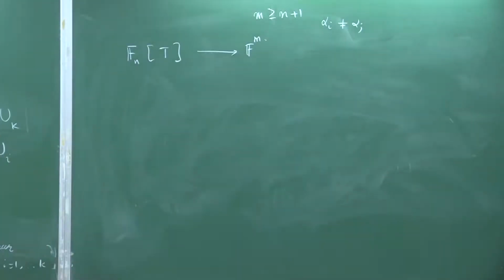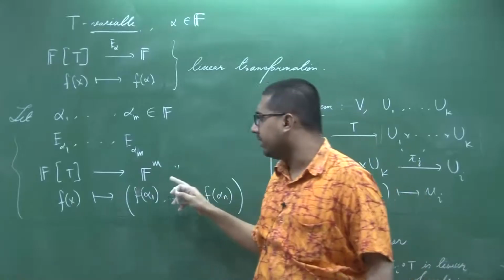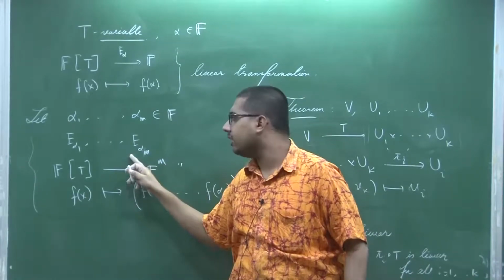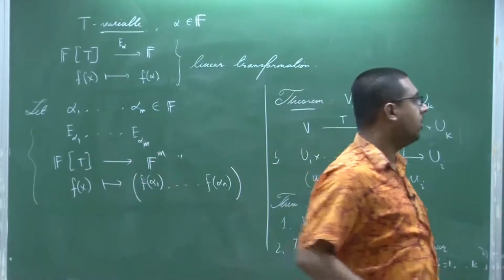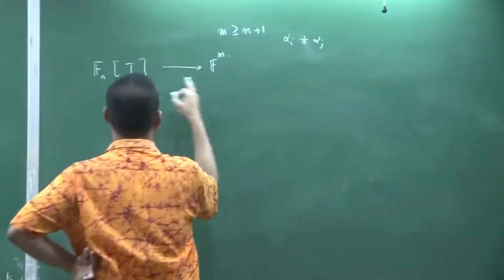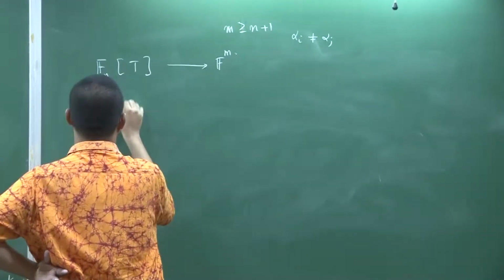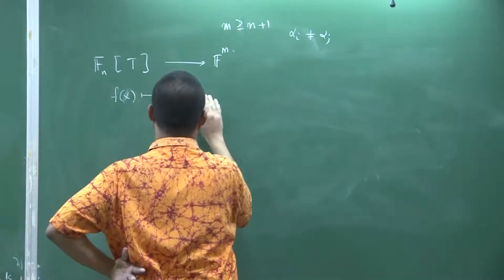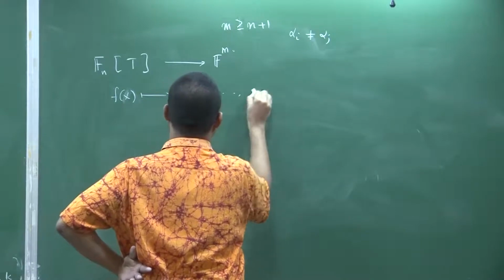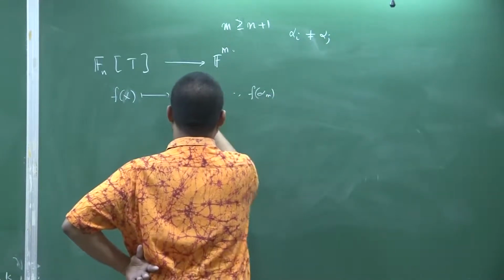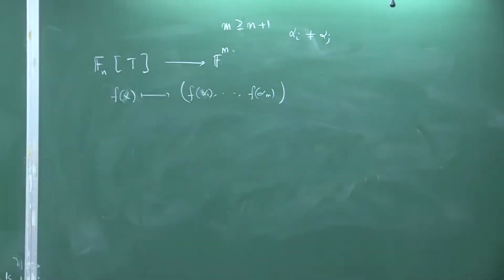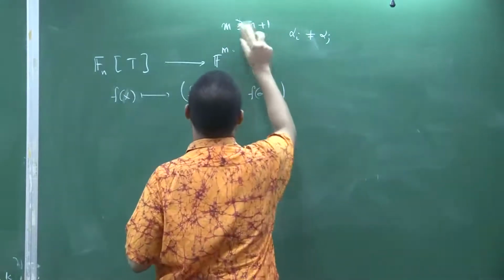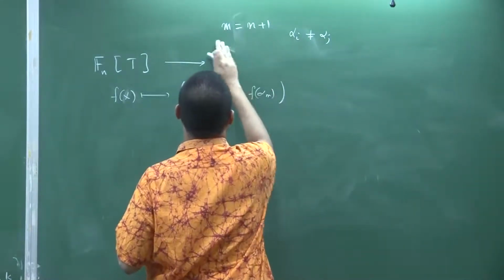Okay. So, I am considering the same homomorphism restricted to this subspace, together with some extra conditions: that m is sufficiently large and no two alpha_i's are the same. Then this is a linear transformation sending each f(x) to (f(alpha_1), ..., f(alpha_m)). Fine. So, let us take this better.